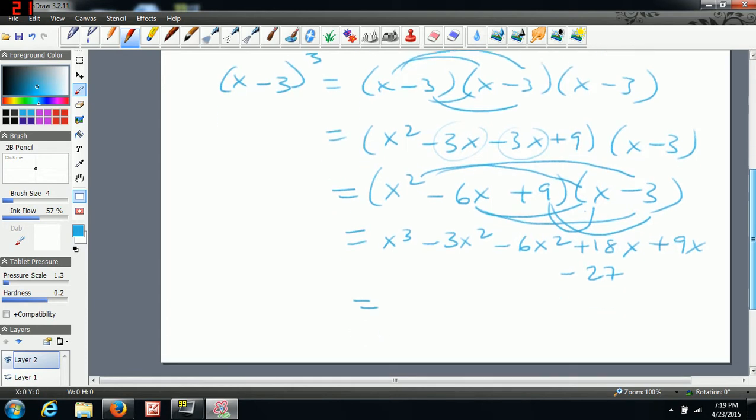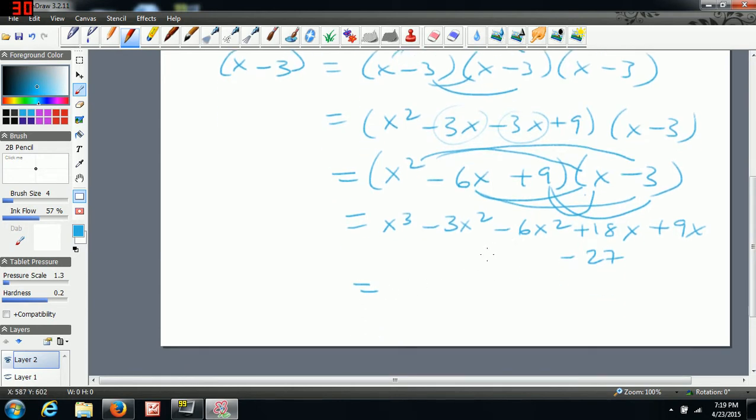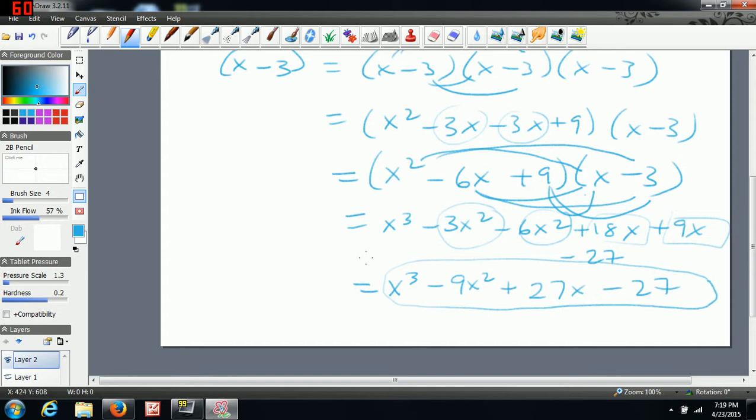Okay, so now what you can do is collect like terms. This is like with this one, and this one doesn't have any. So this is x cubed. This becomes negative 9x squared, because they're like terms, so we go ahead and add them. And then 18x plus 9x is going to be 27x, and then minus 27. The number doesn't have another like term with it. Okay, so that's what our final answer would be there.